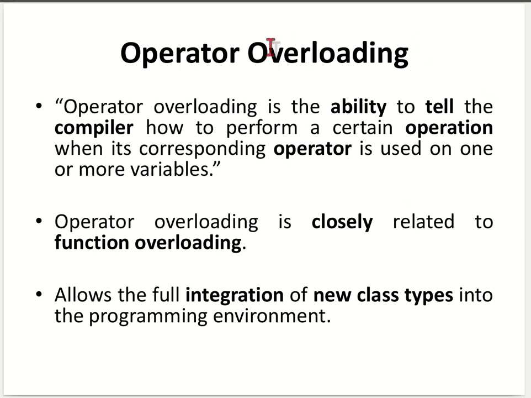Operator overloading is the ability, and this is the definition, to tell the compiler how to perform a certain operation with its corresponding operators used on one or more variables. What does that mean? Whenever an operator is used, just as we have seen earlier, the plus operator applied to integer operands will produce an integer output. If it is applied to strings, it will produce another string, like that.